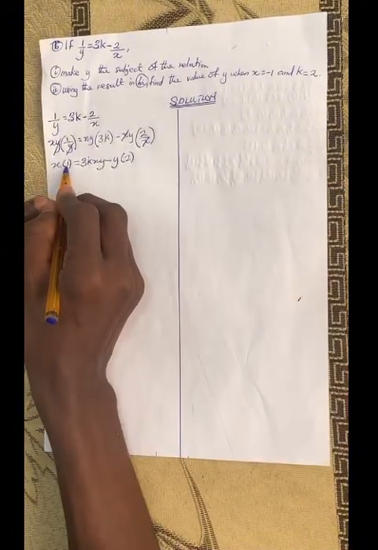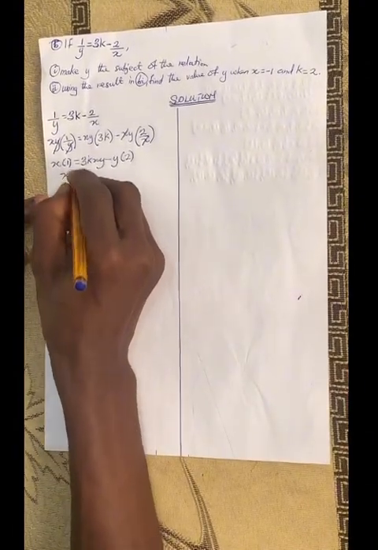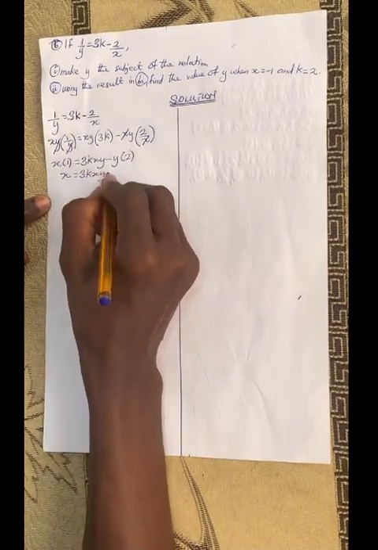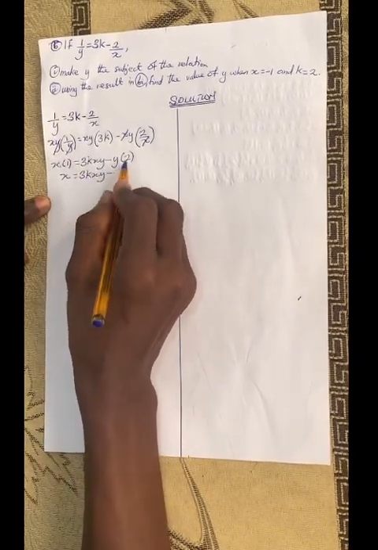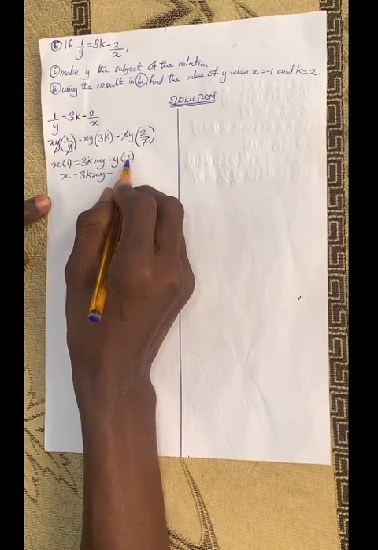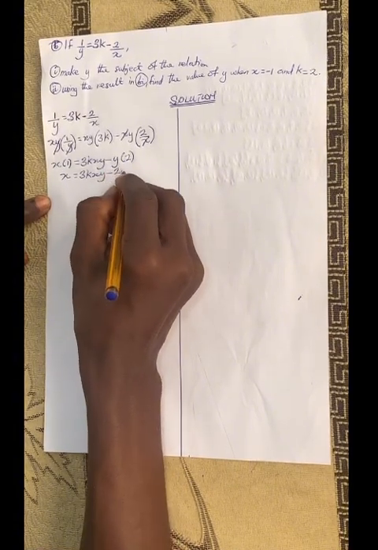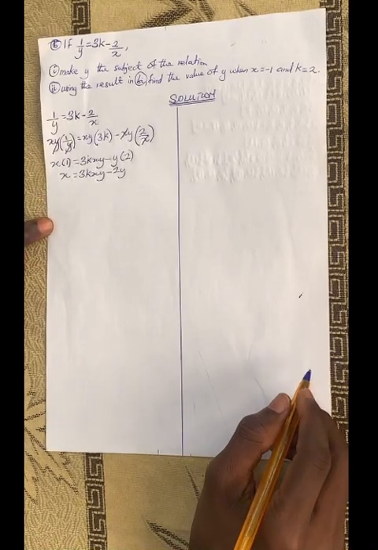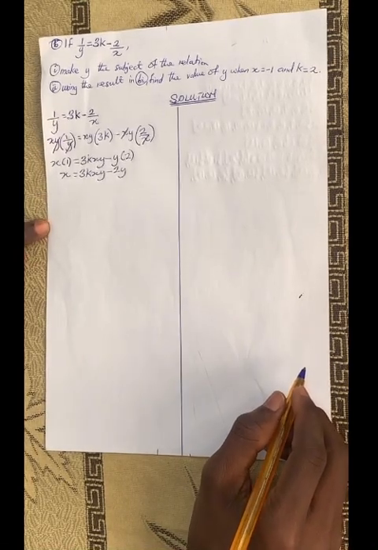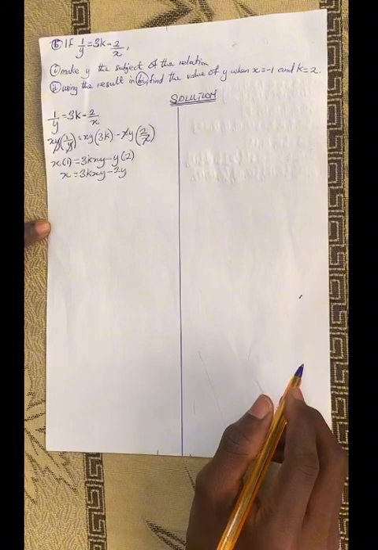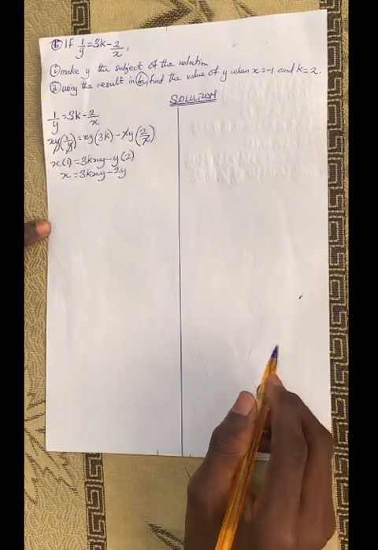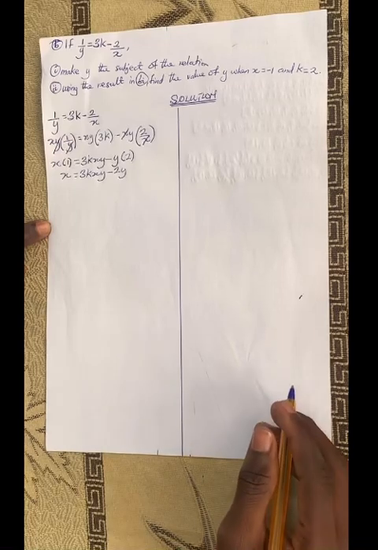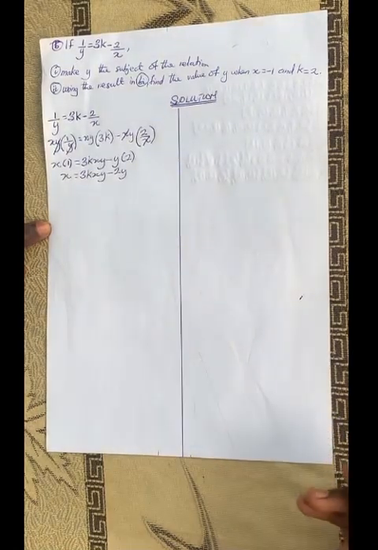x multiplied by 1 is the same as x, which is equal to 3kxy. Then minus y times 2 is minus 2y. Now the question is telling us to make y the subject. So we are even lucky to have the y in all the terms. We put all the terms with y at one side of the equal to sign. So what do we do? We factorize.